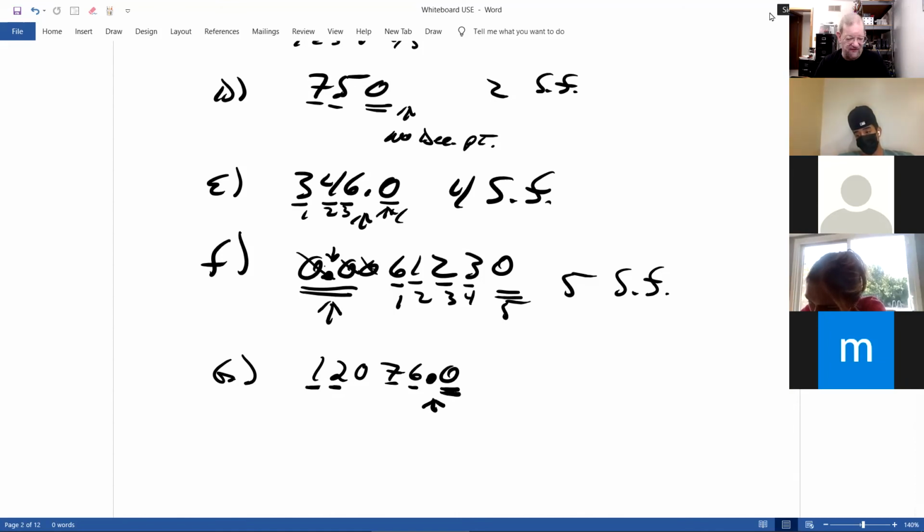So this is significant. Oh, we've got another zero, but notice it's confined between two non-zero numbers. So this is significant. So we have 1, 2, 3, 4, 5, 6. So this would have 6 significant figures. And that's how you determine for a number if it's significant figures.